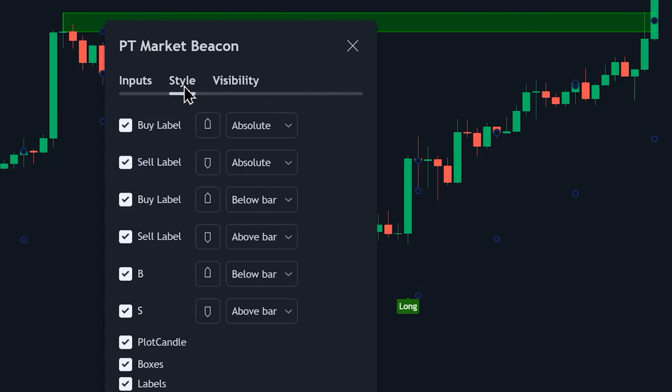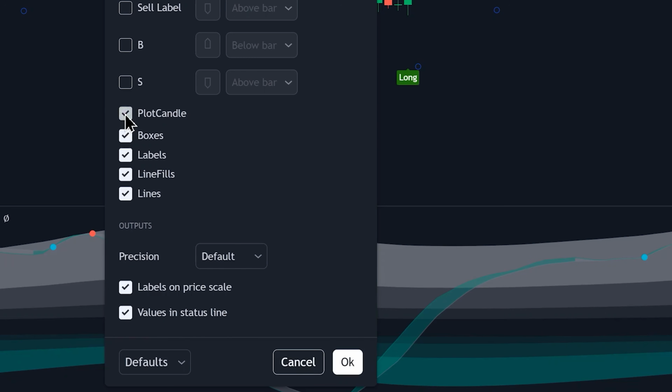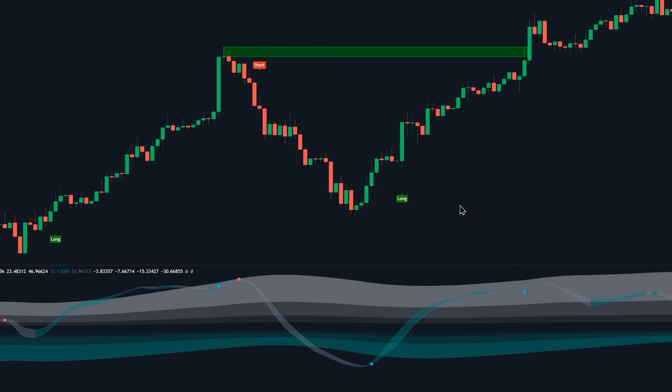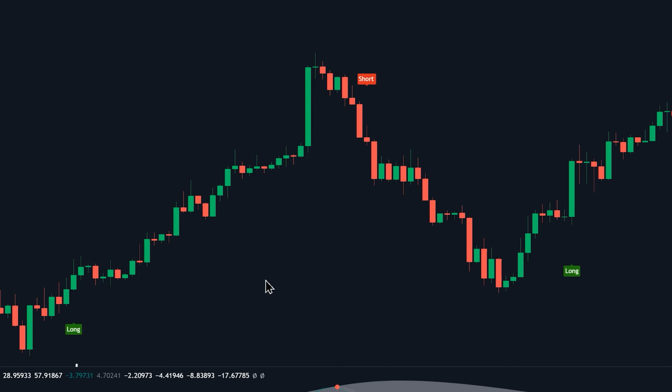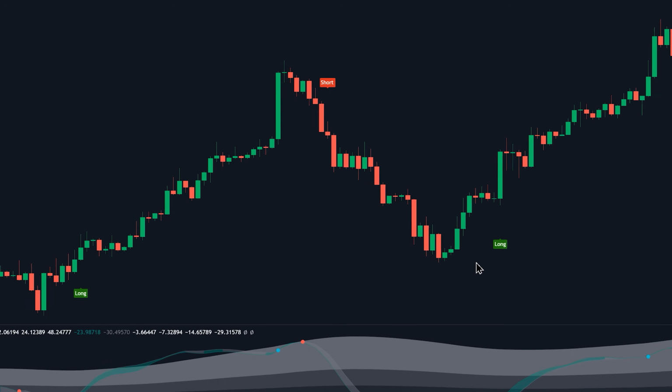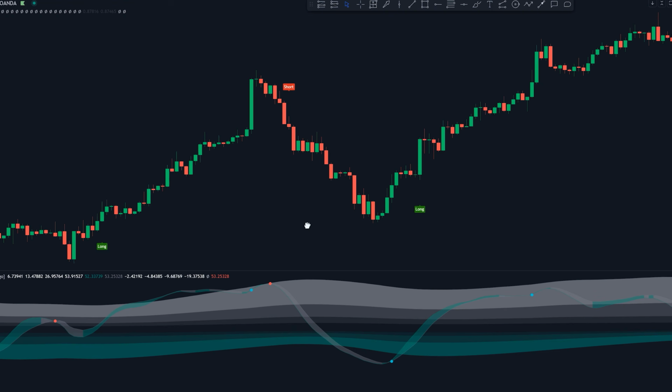On the Inputs tab, we want to disable the following options: the Buy label, the Sell label, B, S, Plot candle, Boxes, Labels, Indicator Fails, Lines. After that, click OK. The PineTrades Market Beacon is a powerful tool that provides additional buy and sell signals. By customizing its settings, we've streamlined it to display only essential information that we need.